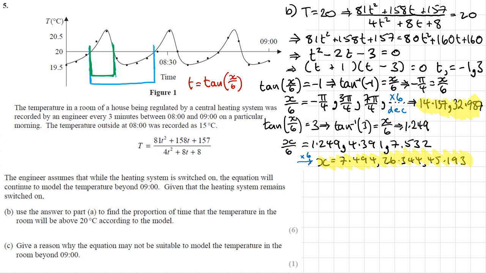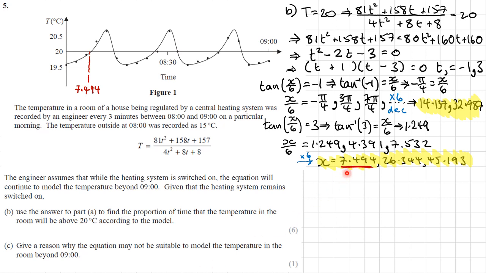And what I want to do is go to my graph and fill the times in. Okay, so this first time here at 20 degrees is going to be my first value of x, my lowest value of x, which is this one here, the 7.494. So that's here. So 7.494 minutes. Okay, right. Let's color code it. So that's this one here.